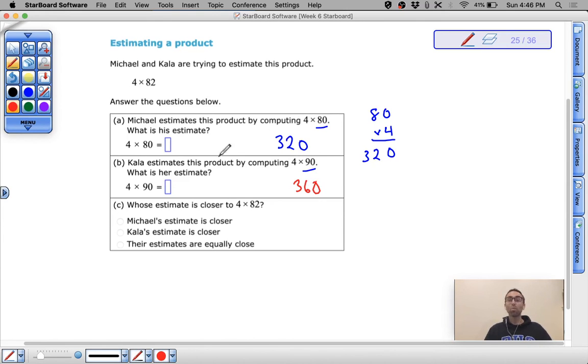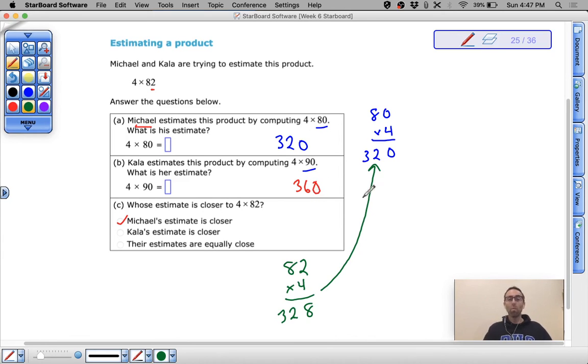Now, if we're looking at the rules of rounding, we're going to round to the nearest tens place. That means we're looking at the 2. The 2 means that the number has to stay exactly the same. So we should be keeping this at 80. So therefore, Michael is going to be closer. And if I need to prove this, I can say 4 times 82. I'll write this out over here. 82 times 4. 2 times 4 is 8. 8 times 4 is 32. So 328 is the correct answer, and that is much closer to Michael's answer than it is to Kayla's answer.